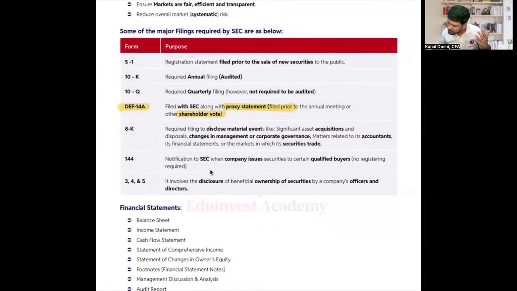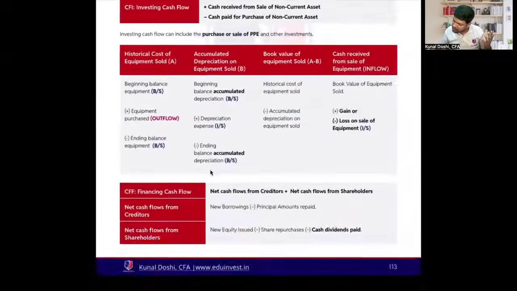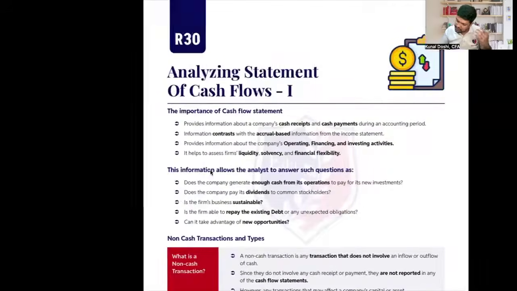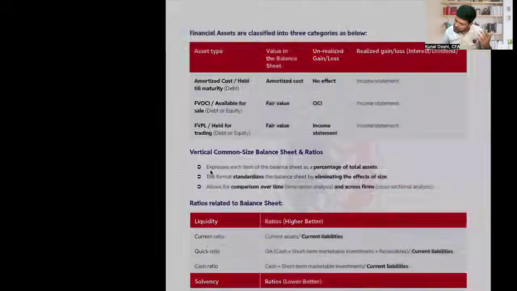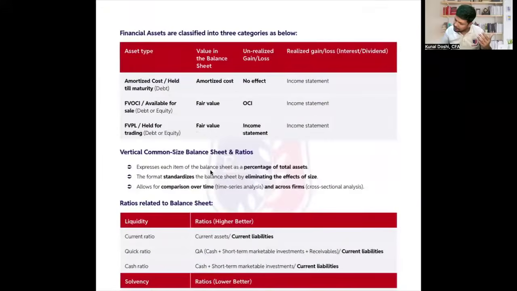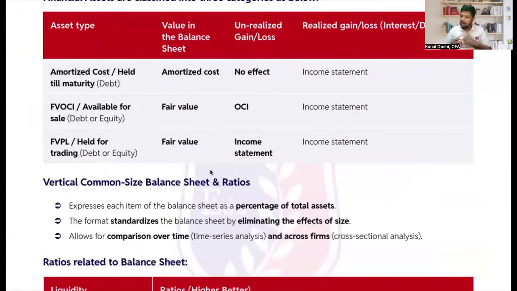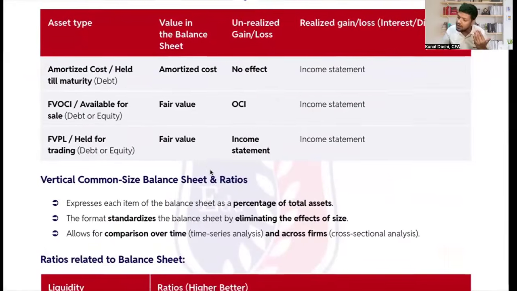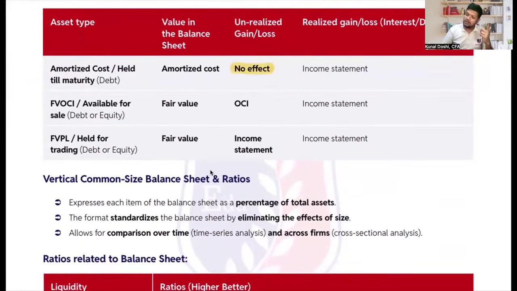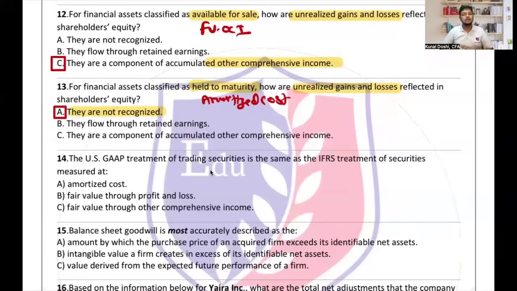In my topic of balance sheet, I had mentioned this somewhere. Yes, here. See here: amortized cost, nothing on the balance sheet. On the balance sheet, only amortized cost, no unrealized gain and loss. Understood? Clear? Okay, very important. The financial securities related questions are very, very crucial.